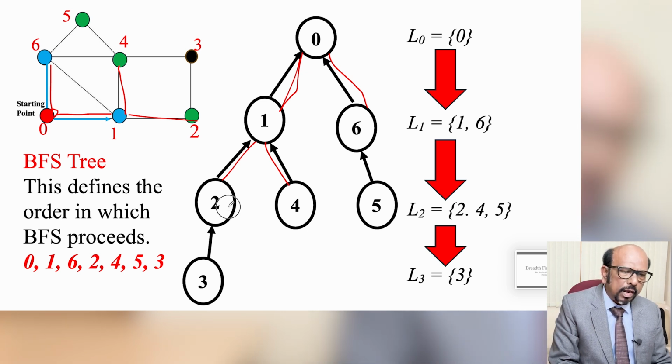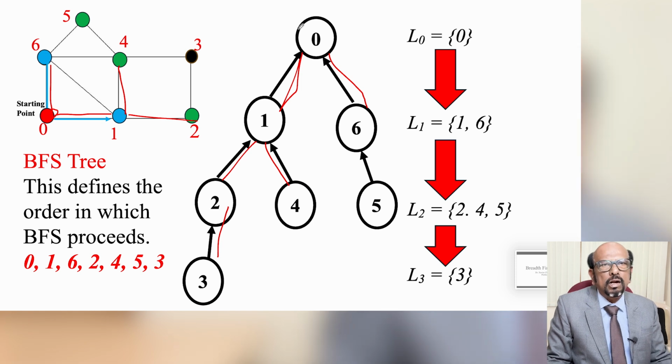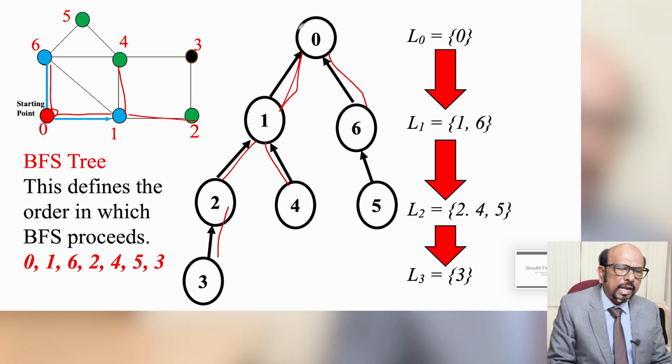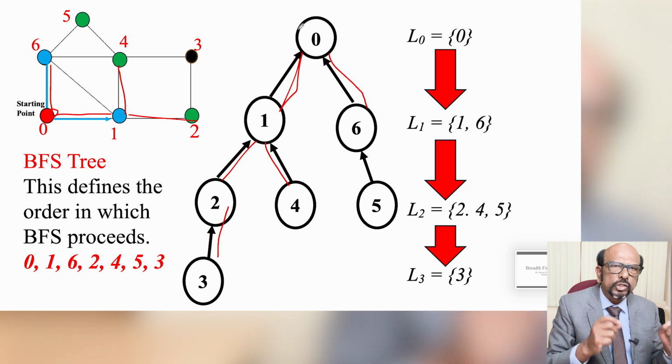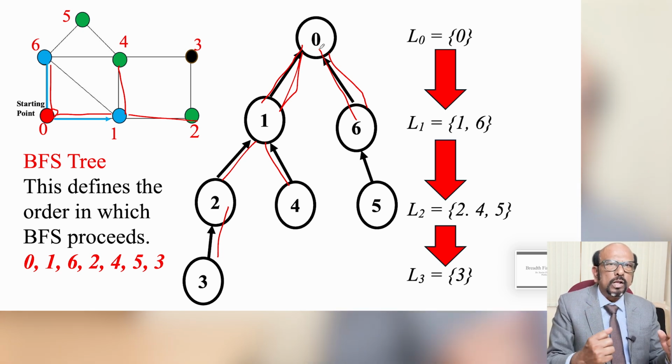Then, what is the neighbor of 2? 3. What is the neighbor of 4 to be searched? Nothing. Neighbor of 5? Nothing. So, in the BFS, if you draw the vertices on how we access them, that is called the breadth first search tree. So, the BFS tree has all the nodes, and from 0, the next ones are 1 and 6. For 1, the parent is 0. For 6, the parent is 0. So, 1 and 6 are the children of 0.